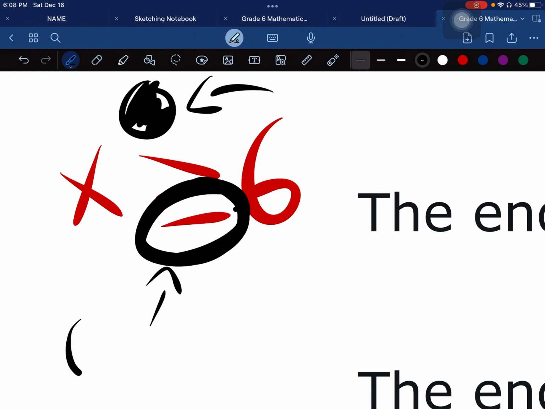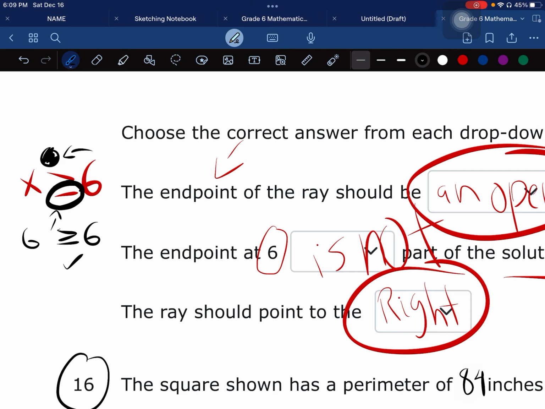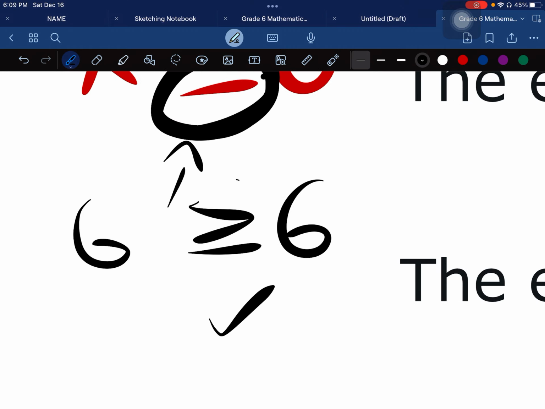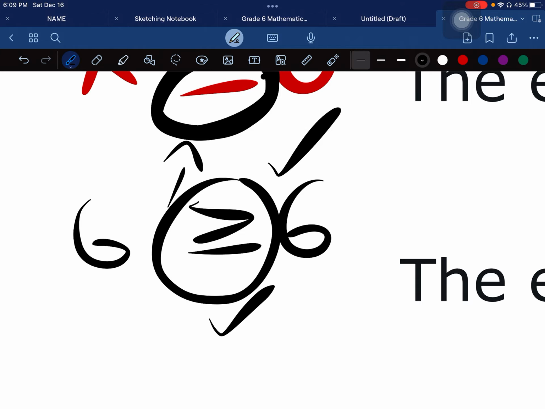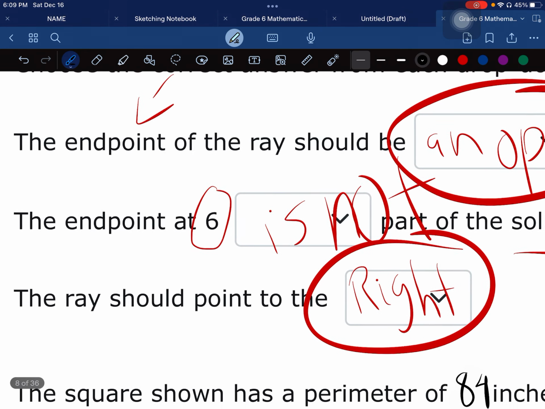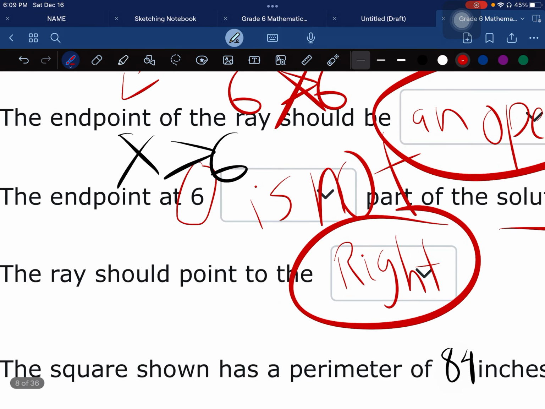So can we say 6 is greater than or equal to 6? Yes. ¿Estamos? El 6 es más grande que el 6, no, pero el 6 es más grande o igual al 6, sí, por el igual. Pero en este caso, in this case, 6 is not bigger than 6. No es más grande que 6. So pones is not.